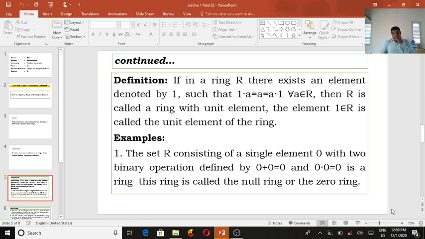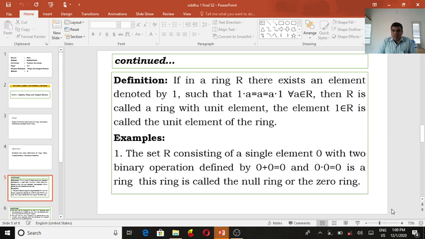So if you take a ring, it is non-empty, with at least one element, and that element should be 1. If we multiply 1 with any element, we get that element back. So multiplying 1 into a, we get the element a. 1 is called the unit element of a ring. So this is what holds in a ring R. Using that, I go to the examples of rings.